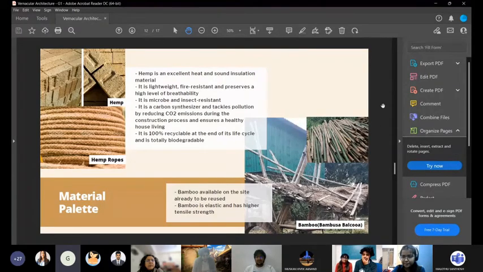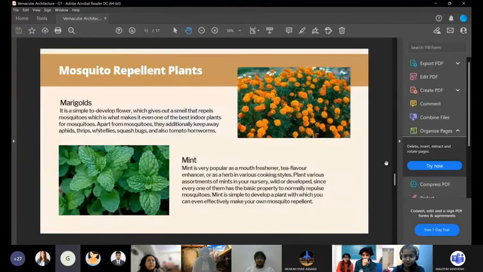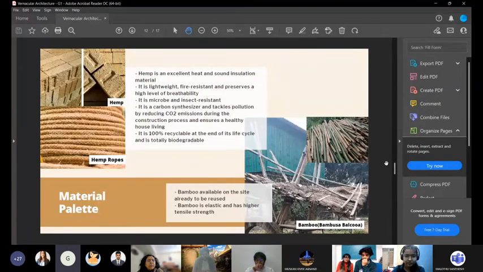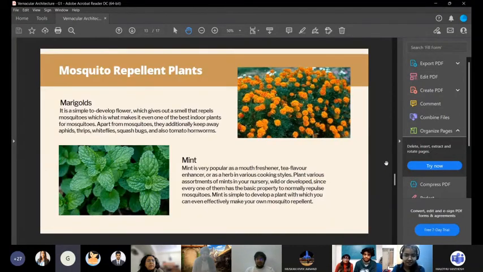So the material. Basically we were thinking of using hemp ropes, bamboo, bricks, like most of the materials which are already found there for our project. These are some of the reasons why we chose these materials. And these are the mosquito repellent plants which we looked for so that at least we can reduce some of the mosquito and other pest problems.